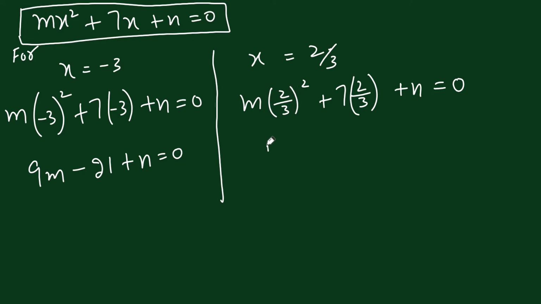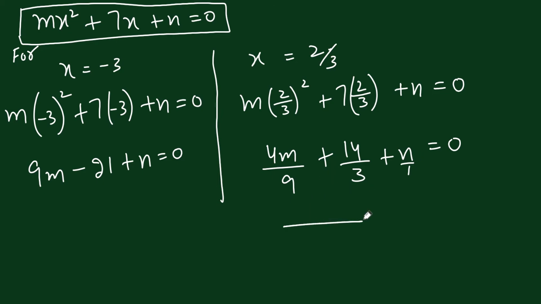So 4 into m will come 4m by 9, plus nothing can be cancelled here. 7 into 2 by 3 is 14 by 3, plus n is equal to 0. Since we don't want denominators, we don't want fractions in a quadratic equation, we need to take the LCM and it will come 9, 4m plus 14 into 3, so 14 into 3 is 42, and 9 into n is 9n.